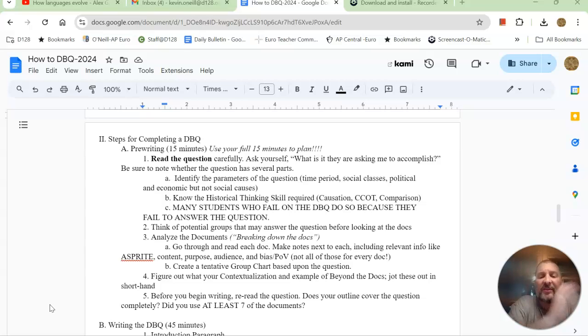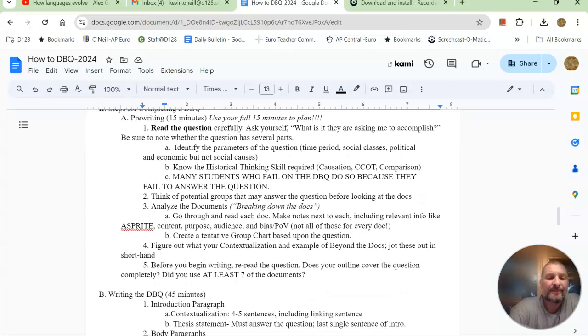The biggest reason students fail on the DBQ is because they didn't answer the question that was asked. They answered the question they felt like answering, or they answered the question they wish they got asked, but they veer away from the question. You need to make sure you answer the question that's being asked.